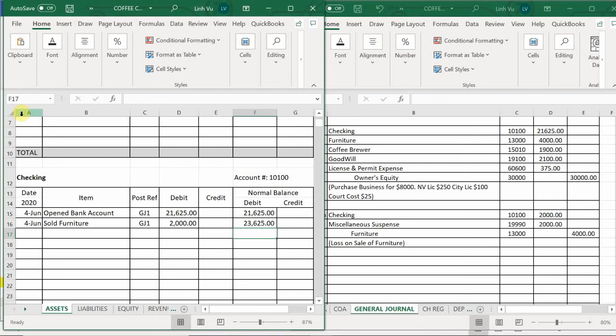And the best thing about having a checking account is that at least you know how much money you have in the bank at all times.